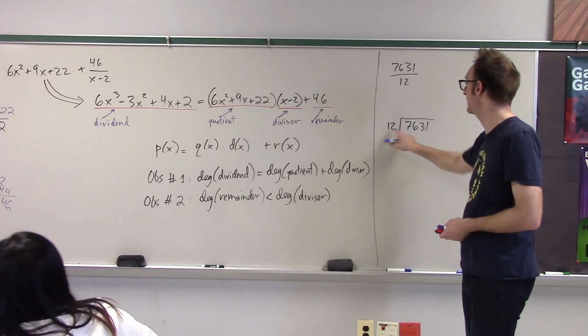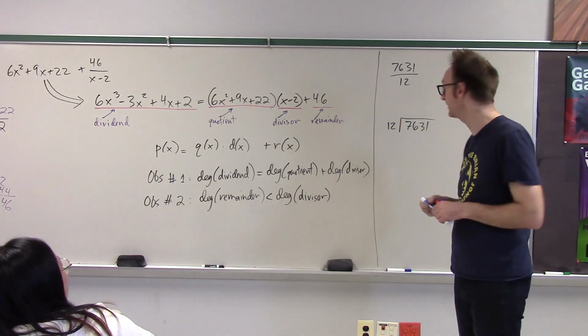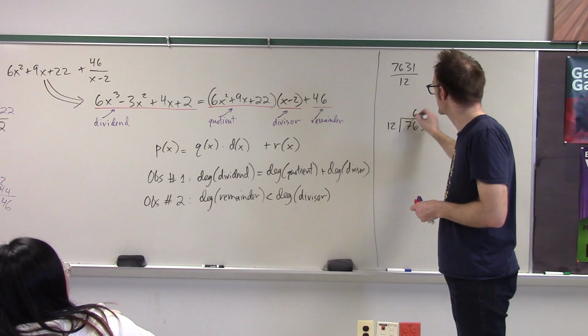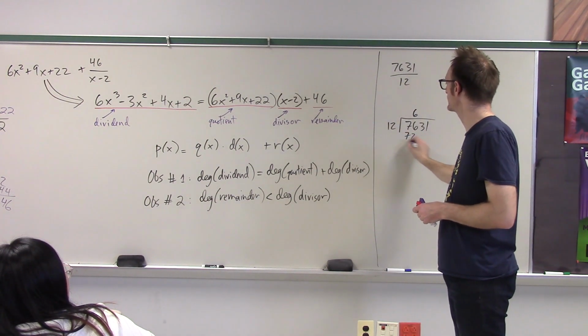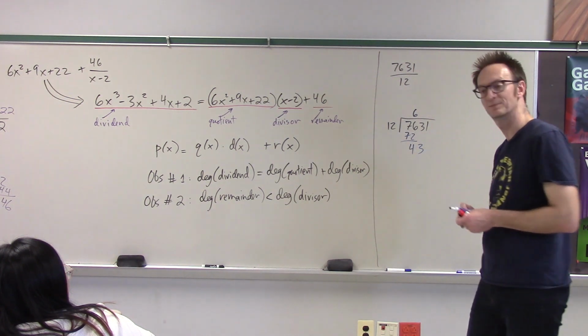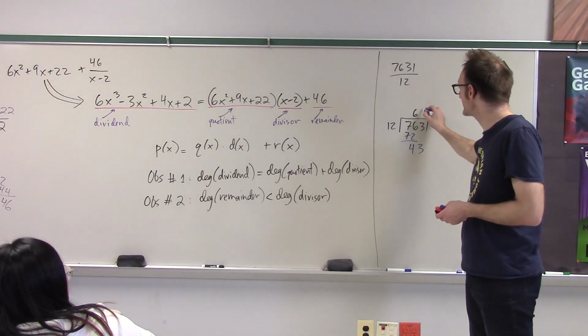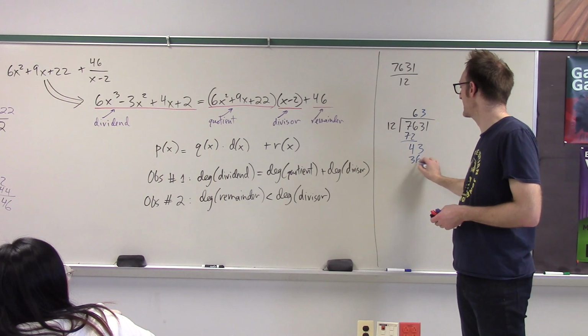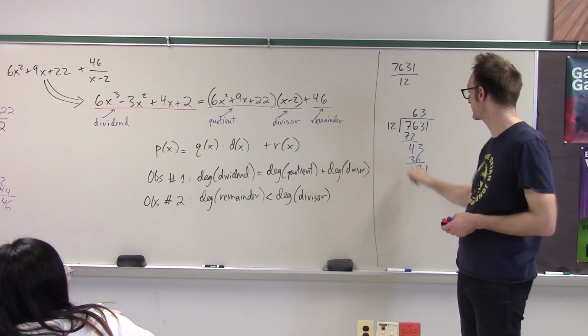How many times does 12 go into 76? Exactly like what we did over there. 6 times, yeah, that's so true. And then you get 72, and then you subtract, and you get 4, and then you bring down the 3. How many times does 12 go into 43? 3 times, and then you get 36, and then 71. How many times does 12 go into 71?